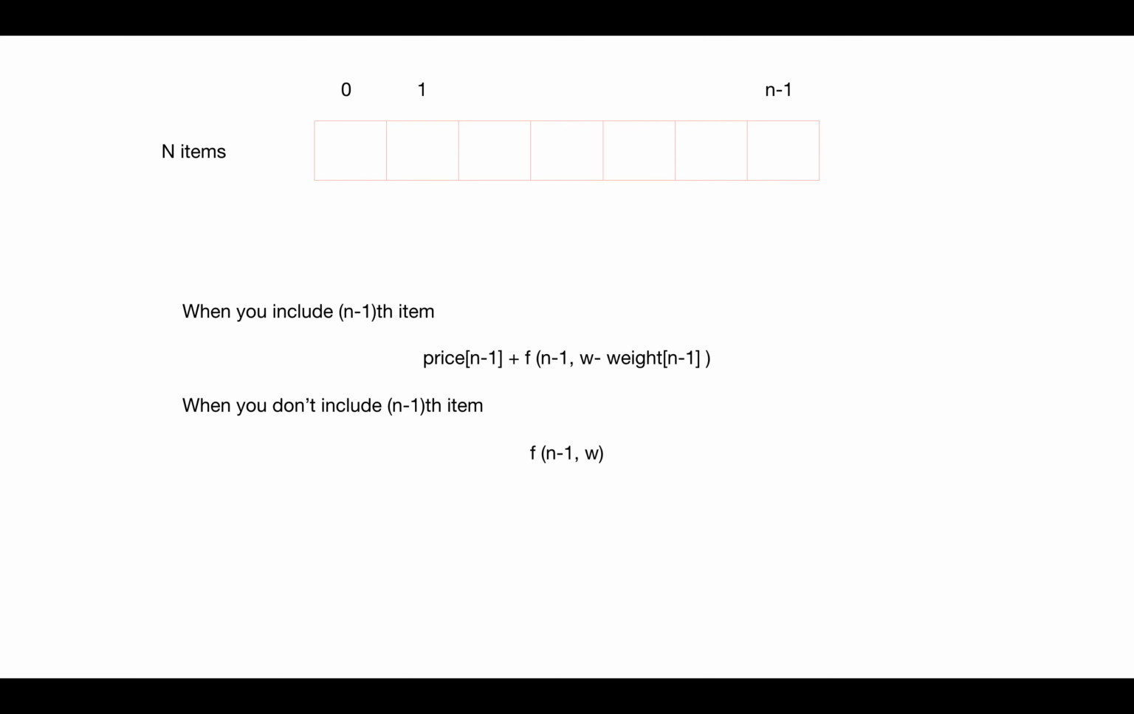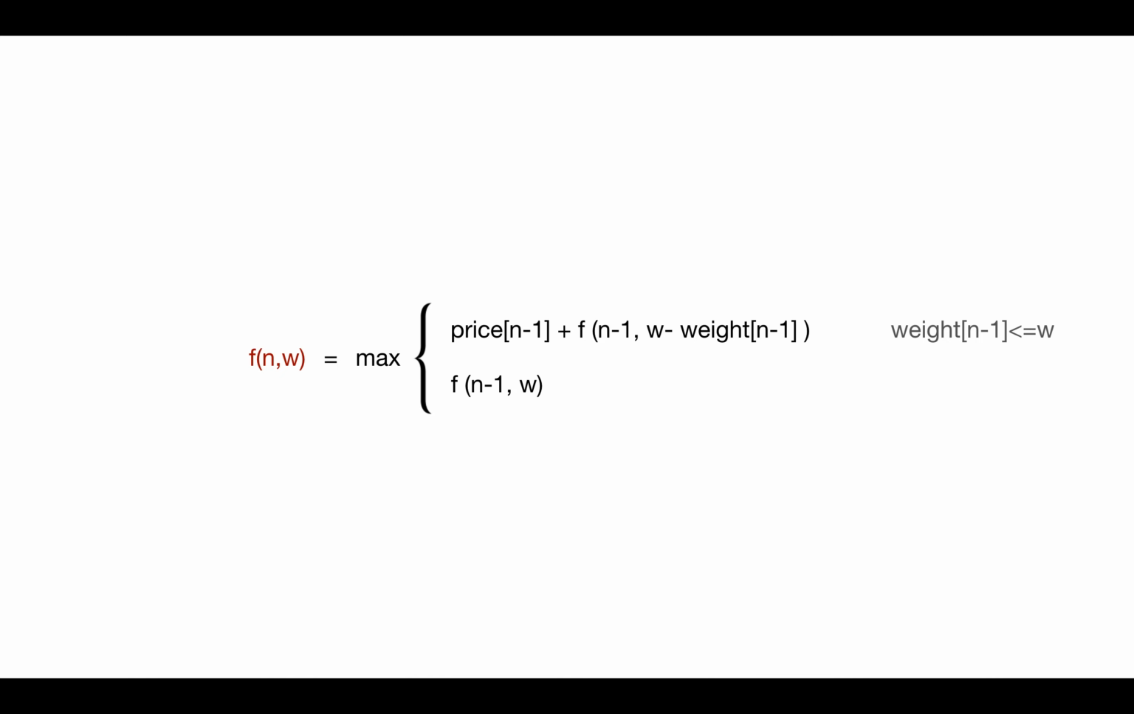But we have to choose the maximum and check with which approach we are getting maximum profit. So the recurrence will be the maximum of the price of the current item plus profit for remaining items with capacity W minus the current item's weight, where the weight of the item must be less than or equal to the capacity. This is the first case. And the second one is the profit of remaining items with the current capacity. And then we're going to choose the one which is maximum of both. Let's see the complete recursive solution.